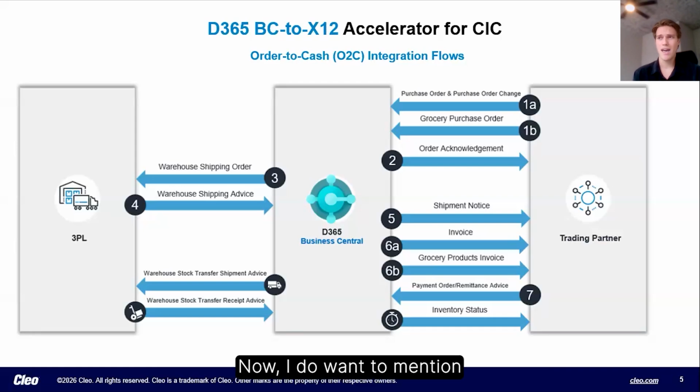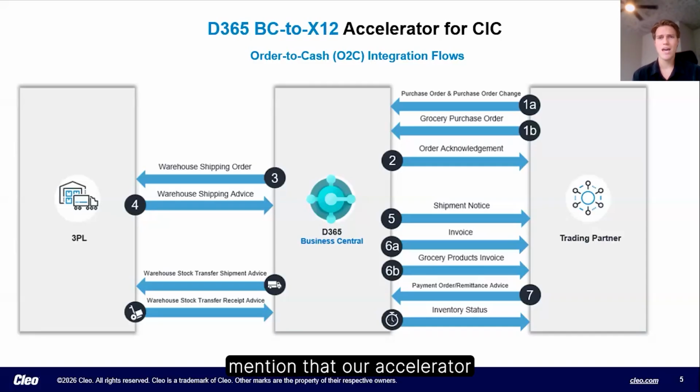Now, I do want to mention that for any documents that are not listed here, that doesn't mean that they're not supported. If you're doing 200 series documents or any of the 800 series or 900 series that aren't shown here, Cleo can still set up direct integrations into your Business Central system. The big difference is just having that foundation pre-built. But again, we are entirely application agnostic. We can support any of those flows or integrations to and from Business Central.